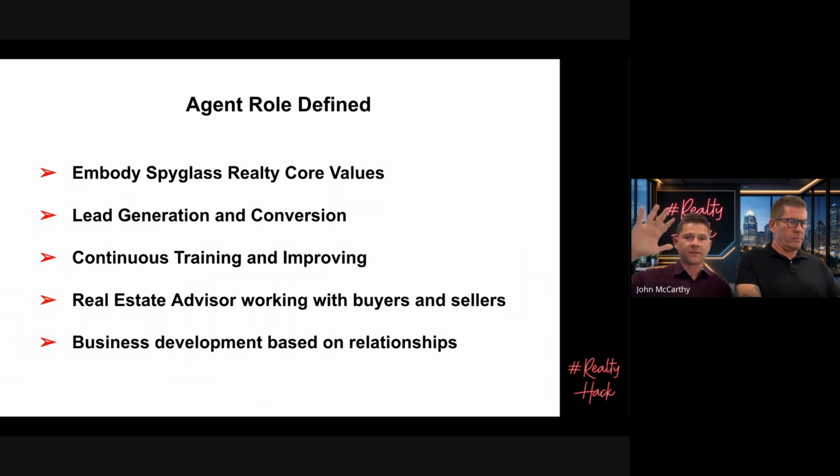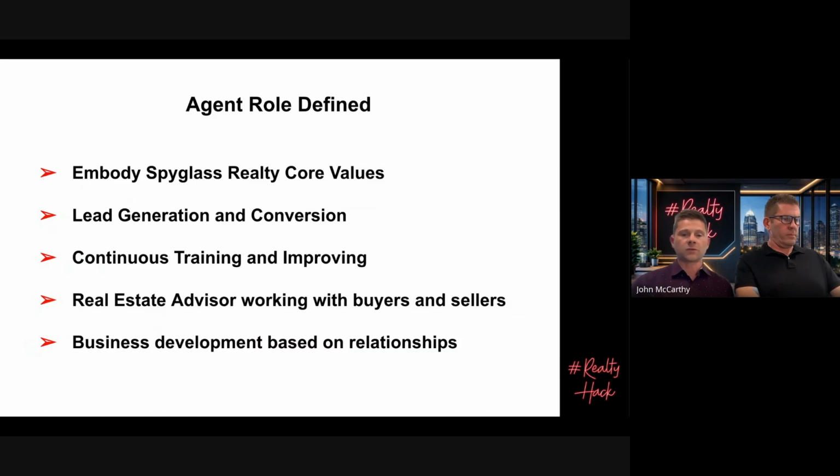So he said, give me 5 one-liners about what defines the role of an agent in your organization. I said, okay, here we go. Embody Spyglass Realty core values. And these little exercises are all in onboarding. Every agent onboards with me and I go through it: our core values, our mission statement, our agent role defined, and I'll show you our flywheel next.